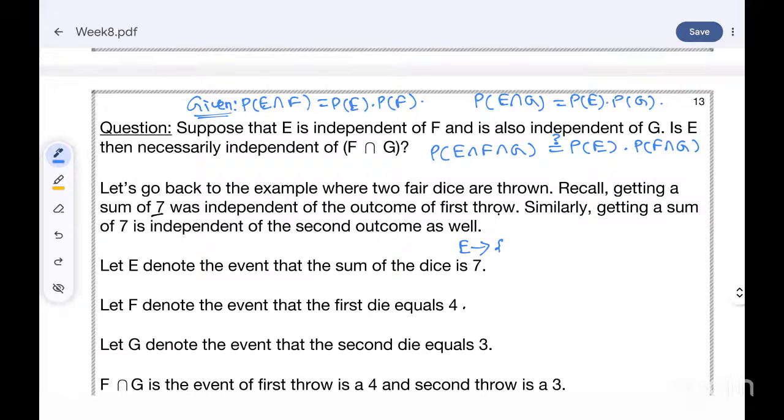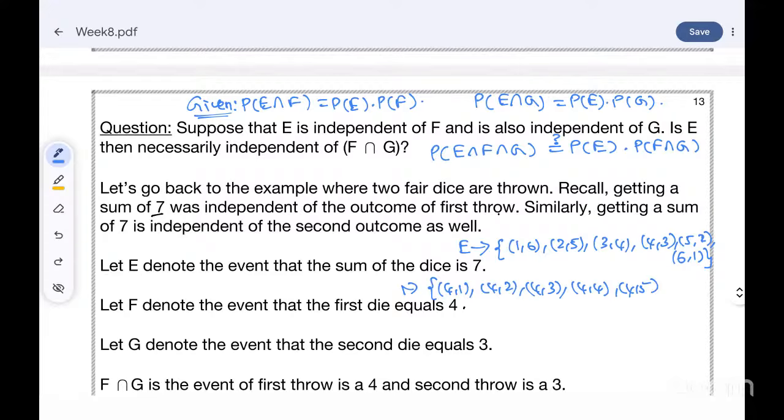What are the possible outcomes of E? We have already seen that, right? Yes, ma'am. So these are the possible outcomes of E. Now, what are the possible outcomes of F? So you know that again you have (4,1), (4,2), (4,3), (4,4), (4,5), and (4,6). Same way, you have 6 outcomes here as well. Second one is (1,3), (2,3), (3,3), (4,3), (5,3), (6,3).